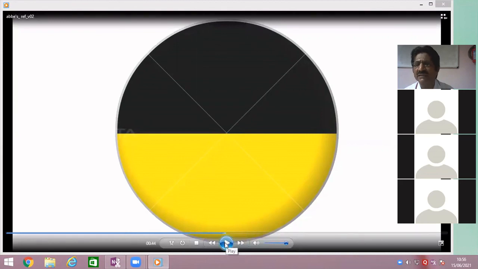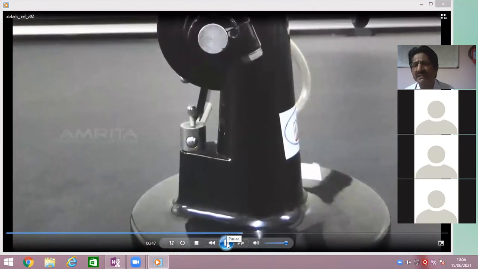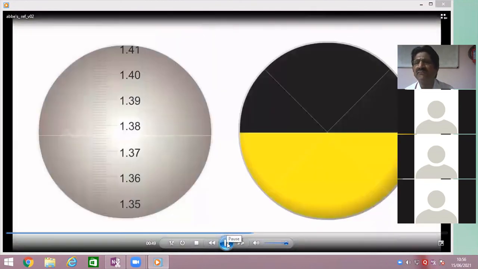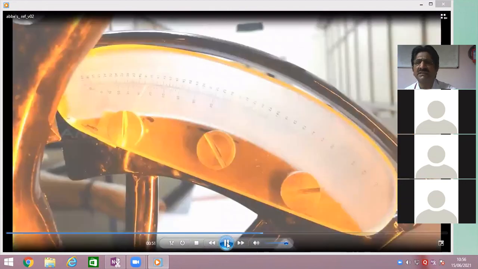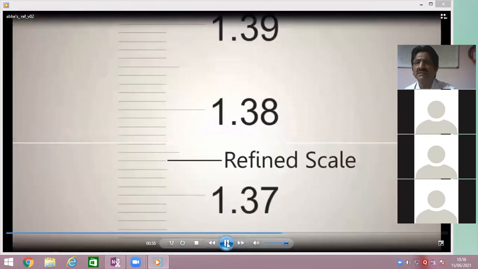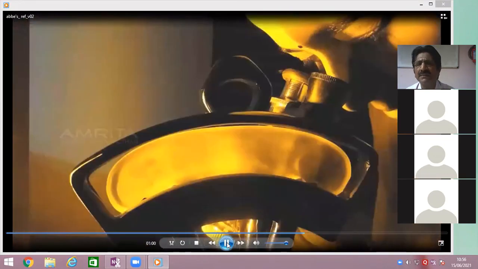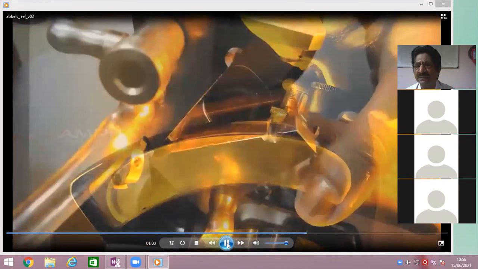Once you can see that, adjust to the cross wire. When you adjust the cross wire, as I already said, this Abbe refractometer has a scale. This is the scale here, and we can directly read the scale by using the eyepiece.